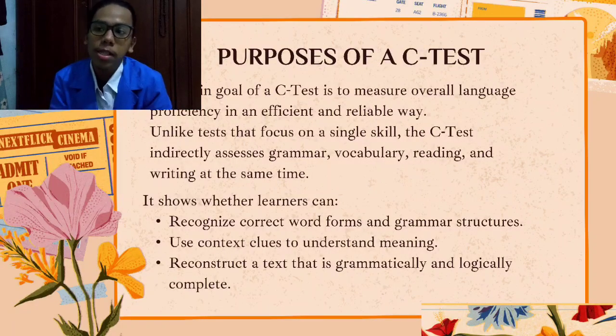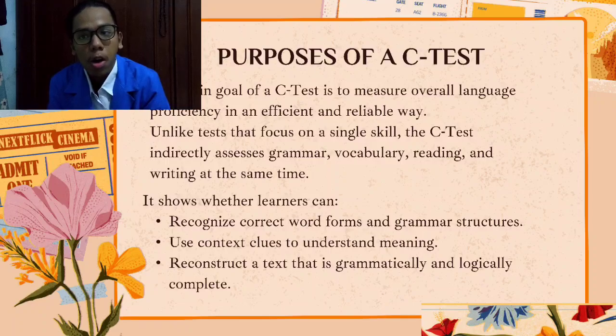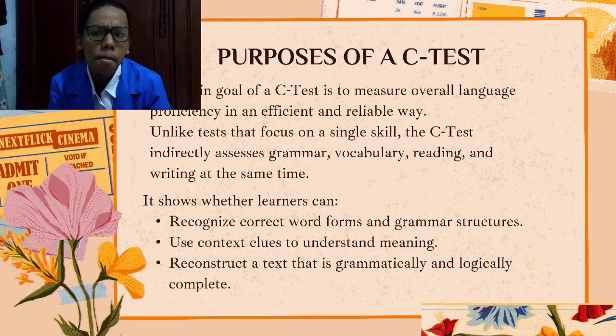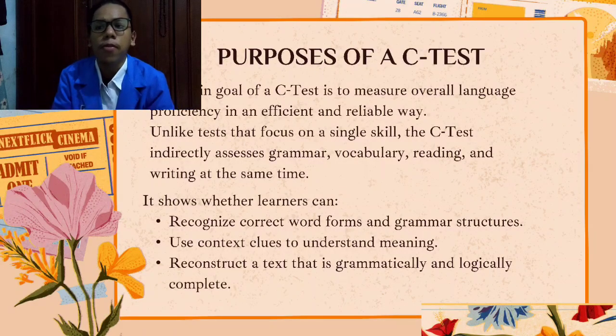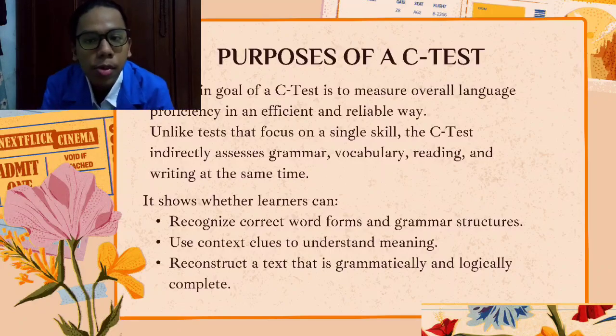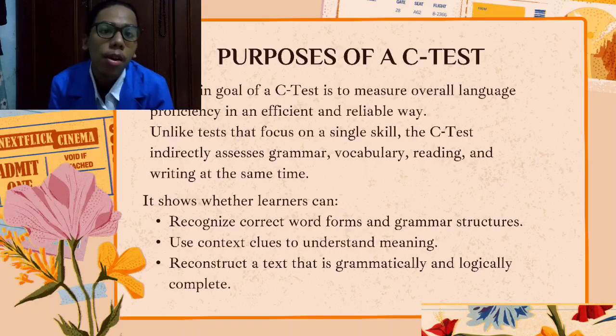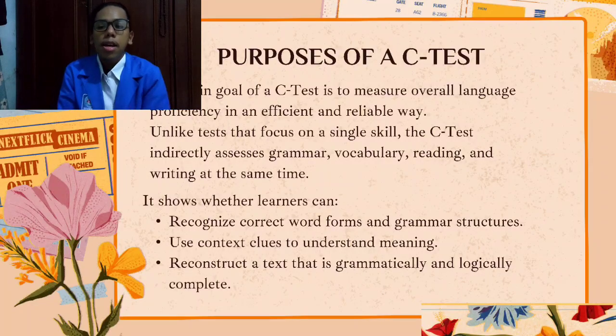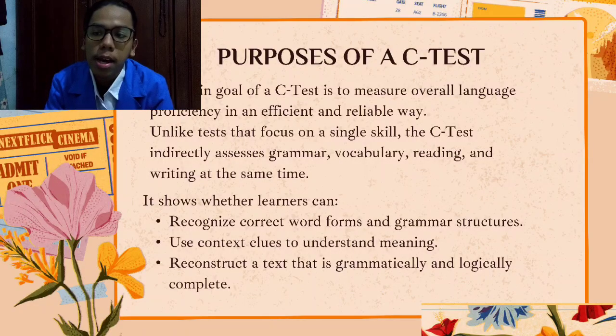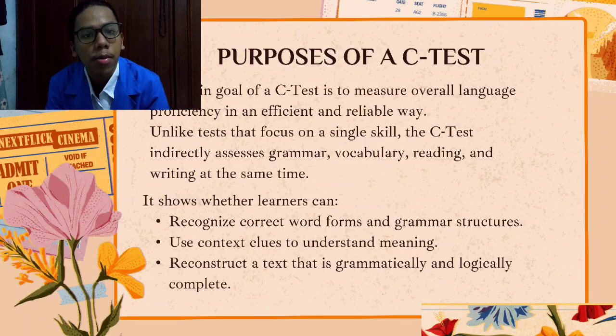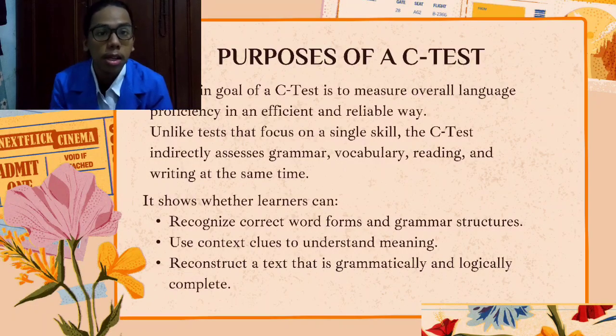Okay, so the purpose of C-tests. The main goal of a C-test is to measure overall language proficiency in an efficient and reliable way. Unlike tests that focus on a single skill, the C-test indirectly assesses grammar, vocabulary, reading, and writing at the same time. It shows whether learners can recognize correct word forms and grammar structures, use context clues to understand meaning, and reconstruct a text that is grammatically and logically complete.